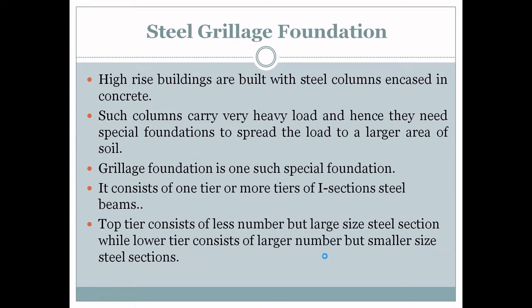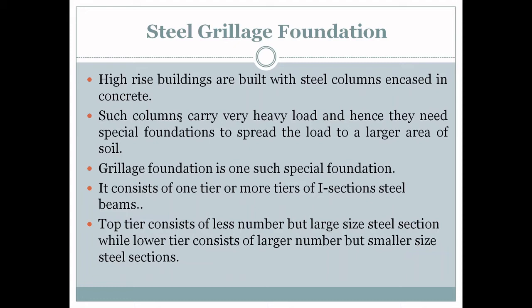Next is steel grillage foundation. Steel grillage foundation consists of steel joists or steel beams which are provided in single or double tiers. In case of double tier grillage, the top tier is laid at right angles to the bottom tier. The beams of each tier are held in position with spacer bars or pipe separators. The grillage beams are embedded in concrete.